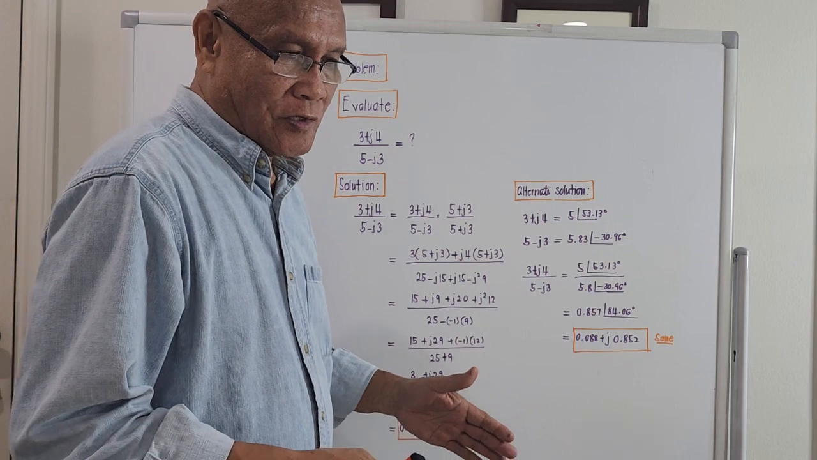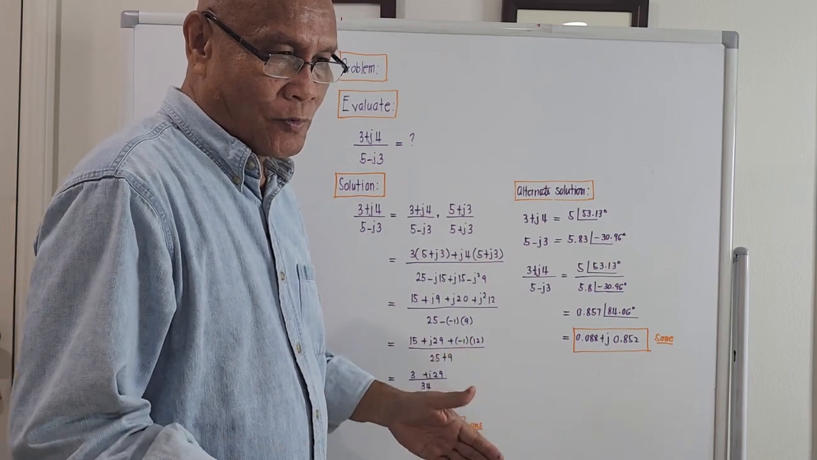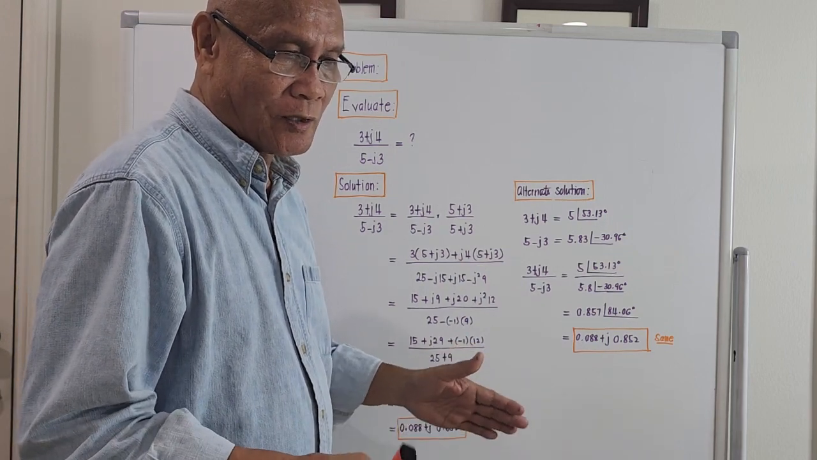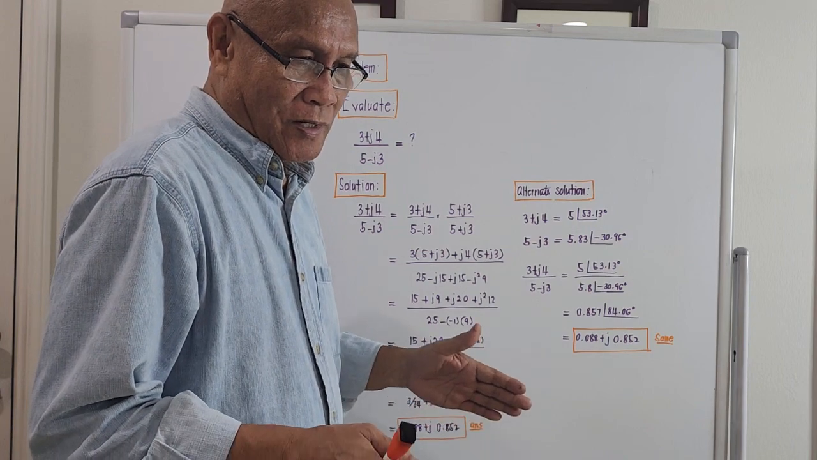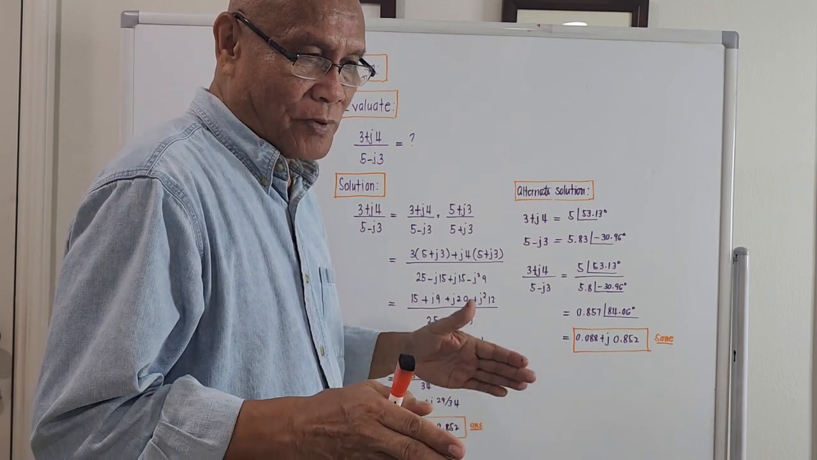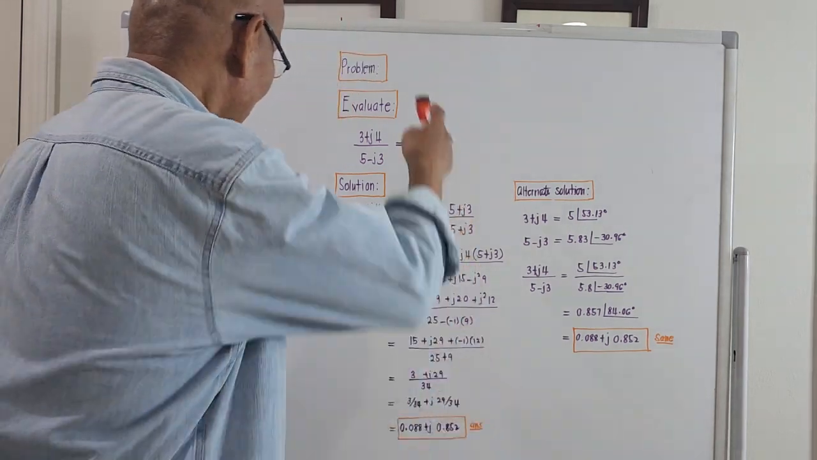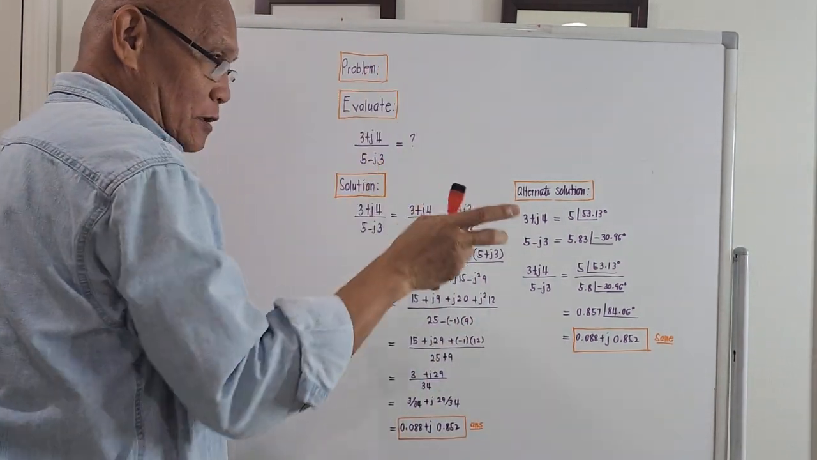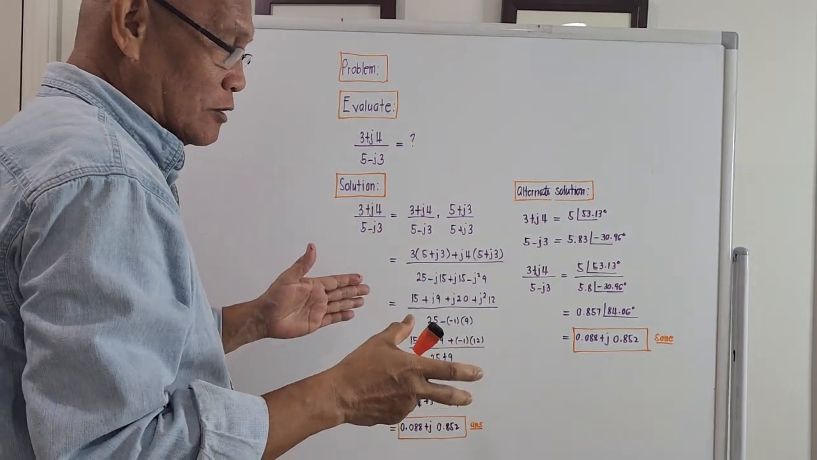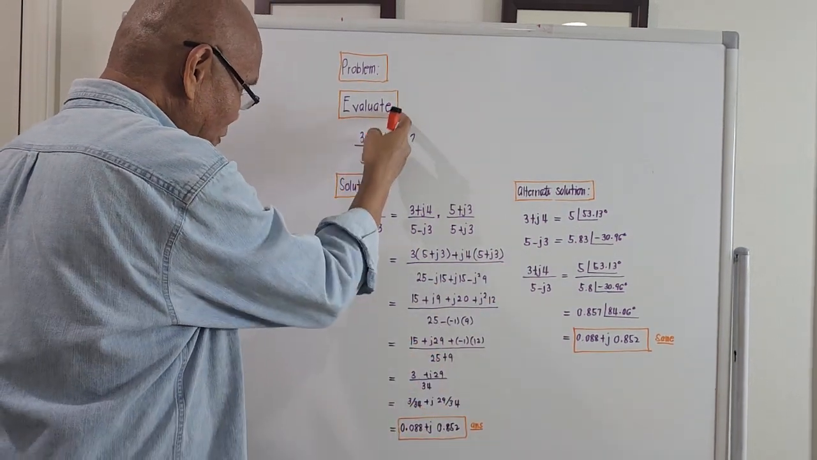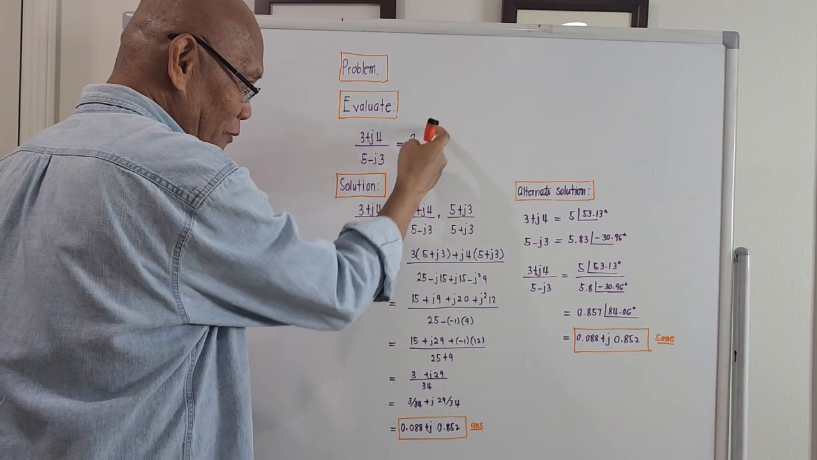This is a very important thing, and I want to prove that these two solutions are actually the same. But the second solution is the preferred solution if you are taking the board exams. Okay, let's prove it. Problem. Evaluate. We are given the expression (3 + j4) over (5 - j3). What will it be equal to?